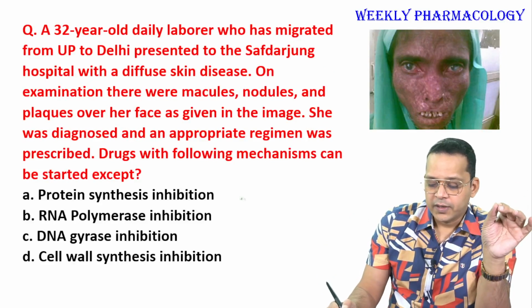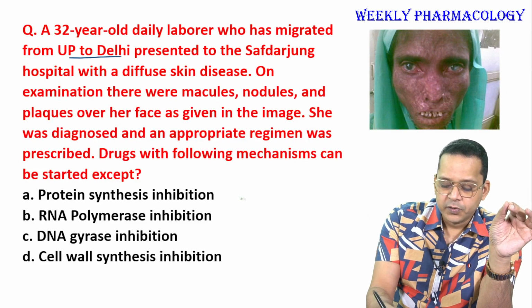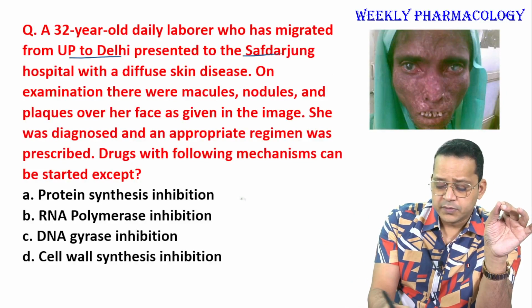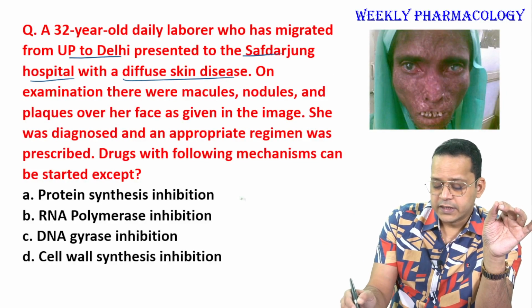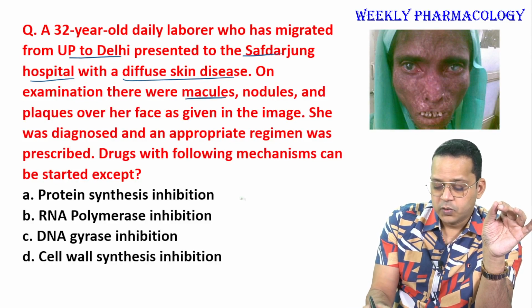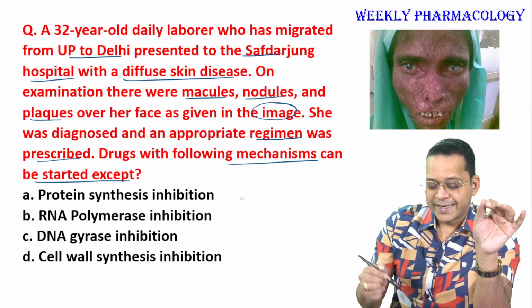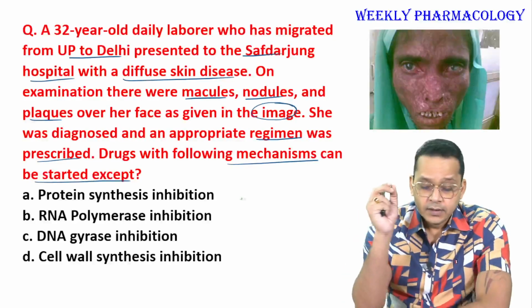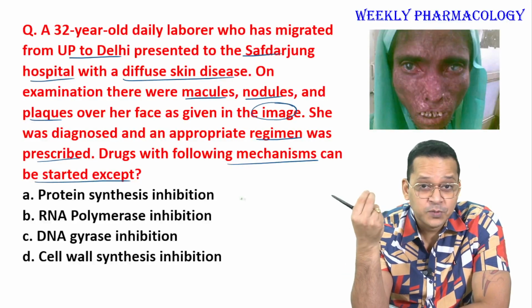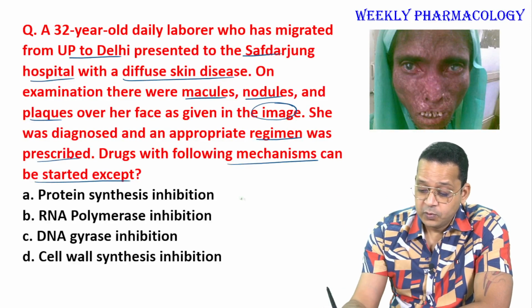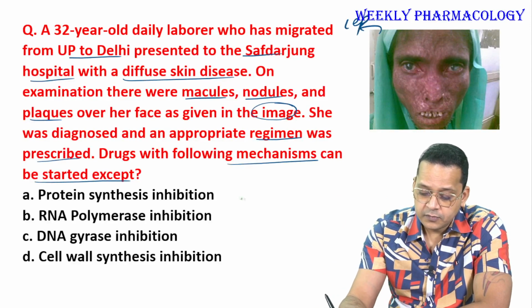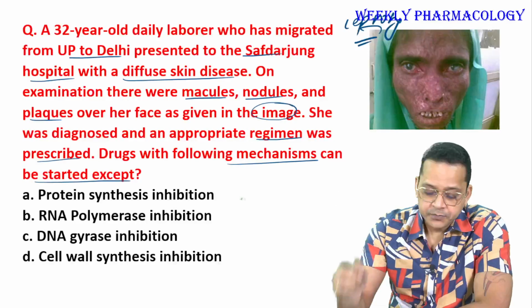A 32-year-old Delhi laborer who has migrated from UP to Delhi presented to the Safdarjung hospital with a diffuse skin disease. On examination, there were macules, nodules, and plaques all over her face as given in the image. She was diagnosed and an appropriate regimen was prescribed. Drugs with the following mechanisms can be started except, right? Now this is why the MCQ might be difficult for you guys. So basically, if you look at this picture, this is a picture of leprosy, right?